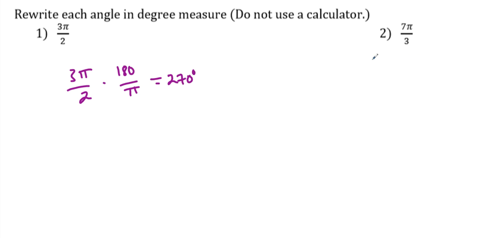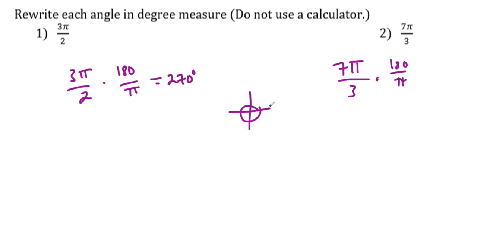Okay. 7 pi over 3. Well, remember, 3 pi over 3 is just 1 pi. 6 pi over 3 is 2 pi. So we went around a good bit. We went all the way around and we're back over here somewhere. So we're just going to take that, multiply it by 180 over pi. And I bet you I'm going to get a number bigger than 360.